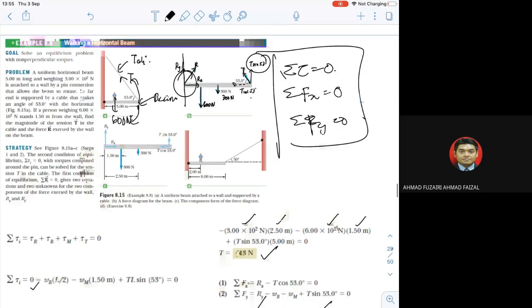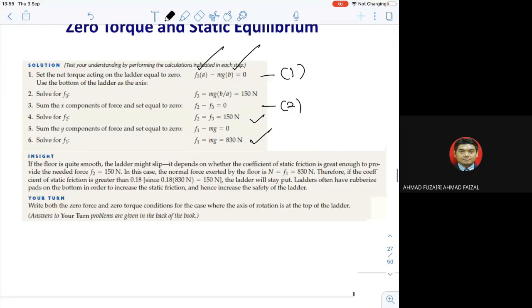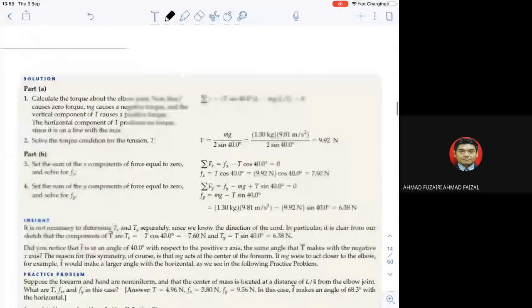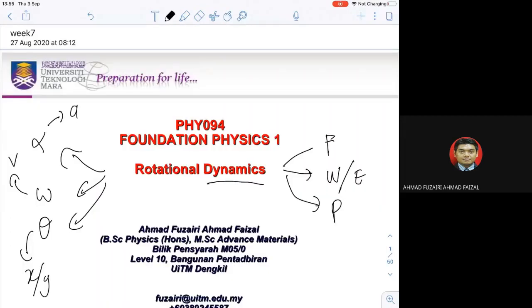All right. So that should be the end of the chapters for rotational kinematics and rotational dynamics. Next week we will learn chapter 8, maybe about the next topic. So I think, do you have any questions so far?